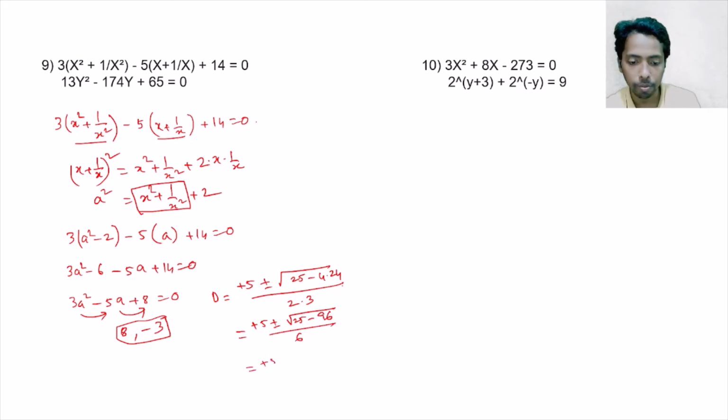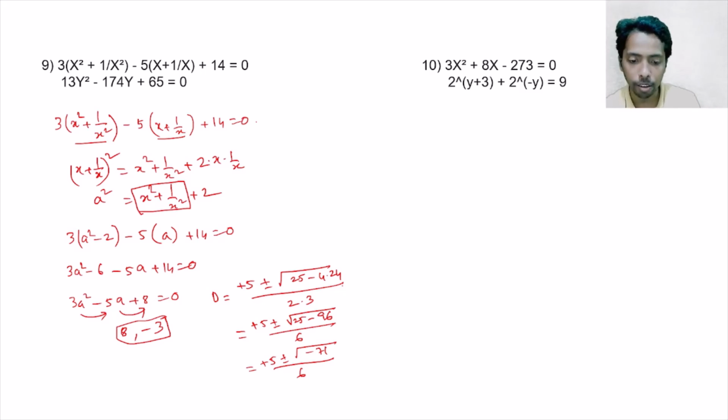So this is plus 5 plus minus, this is minus 71. Again see, the imaginary term comes within this part, that is the negative term within the root. So this is the imaginary term. In our syllabus we can't calculate this in a general way, so we will just mark C and D as our answer, right?